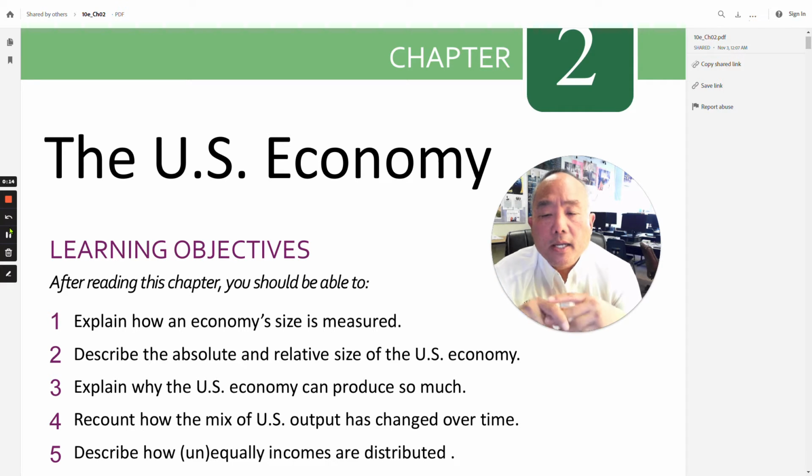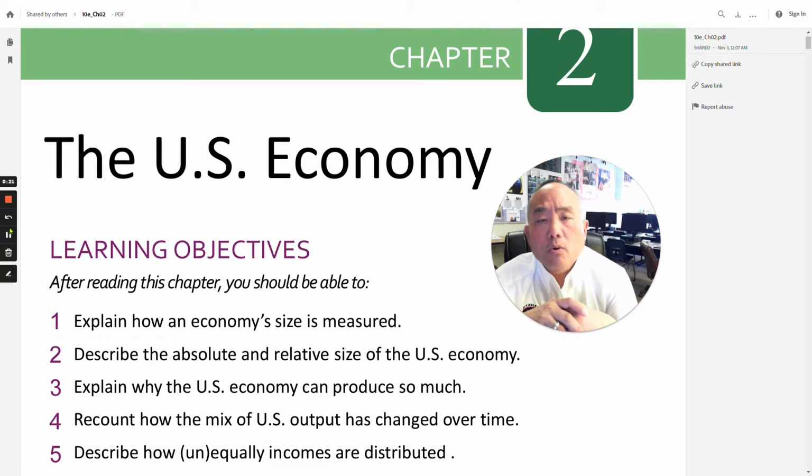In number 1, explain how an economy's size is measured. Well, we use something called GDP, or gross domestic product. It is the total value of all the products and services produced by a country in any given year. Now, GDP is often referred to as a nation's income, national income.